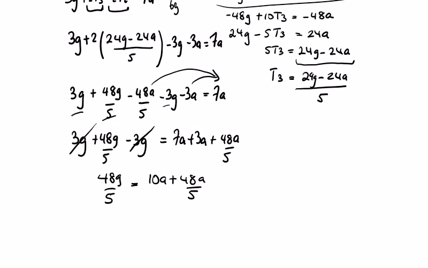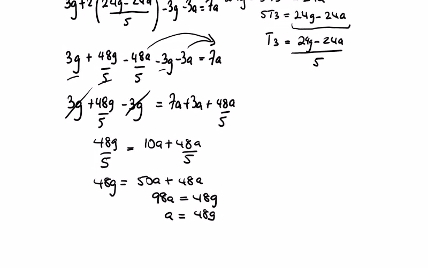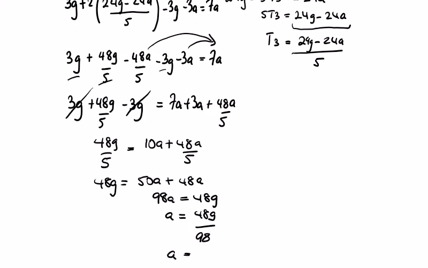Well, maybe I'll just multiply by 5 to simplify this. 48g is equal to 50a plus 48a. So 98a is equal to 48g. So a is equal to 48g over 98. Well, that's 9.8 on top and the 98 in the bottom, so that would leave a just being 48 divided by 10, which will be 4.8 m/s², and this will enable me to get all my tensions.